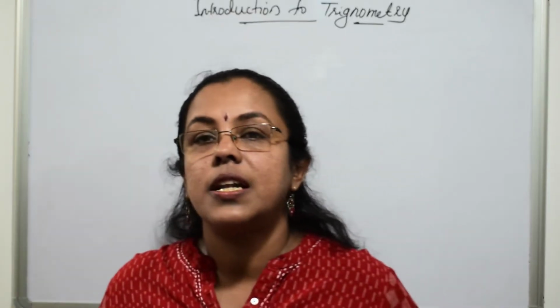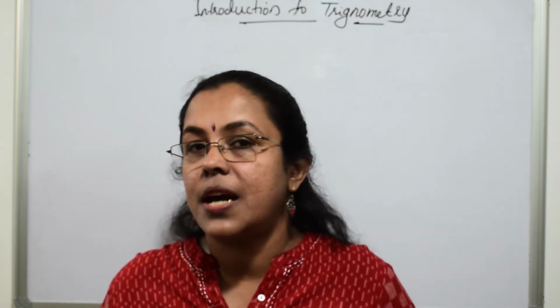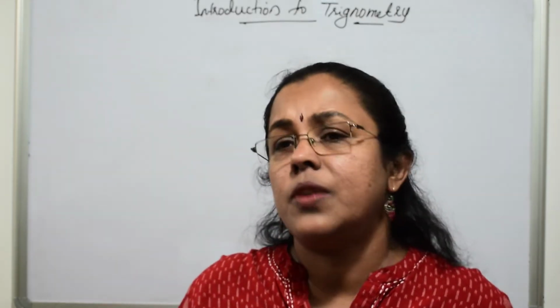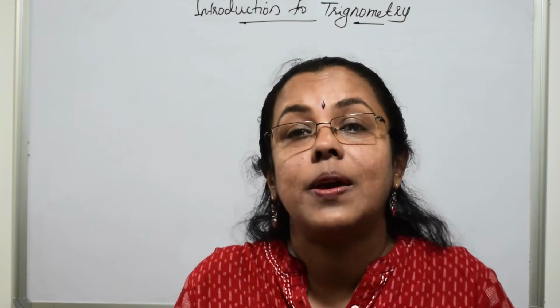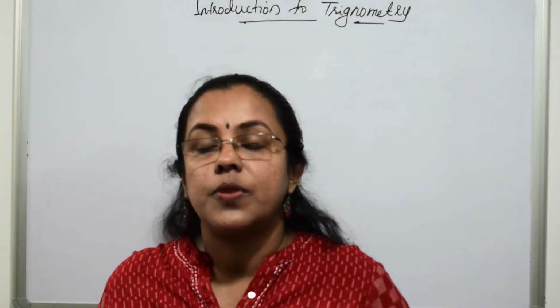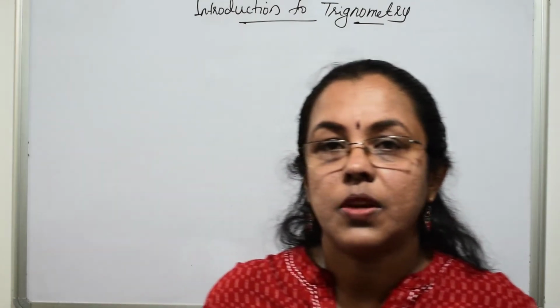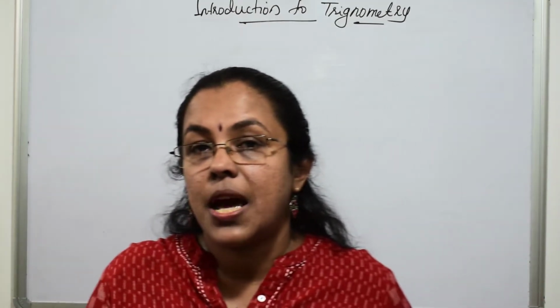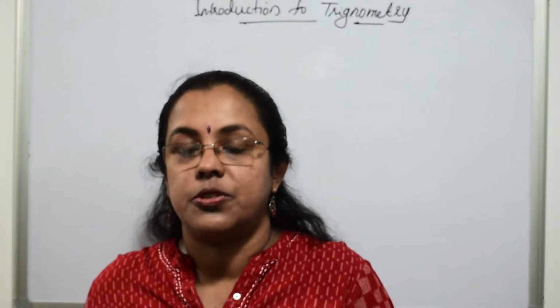We have already learned the properties of similarity and congruency. Then what is new in this? Why are we learning this trigonometry? I am answering your questions one by one. What is the difference between similarity, congruency and trigonometry?